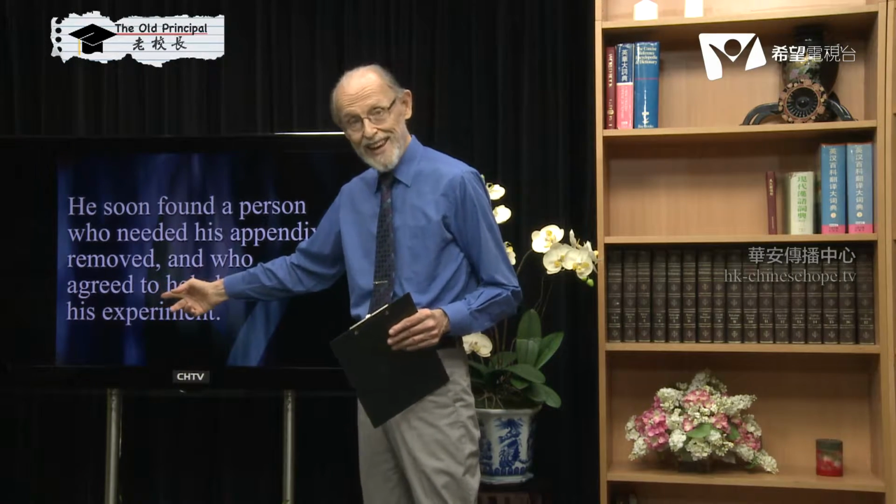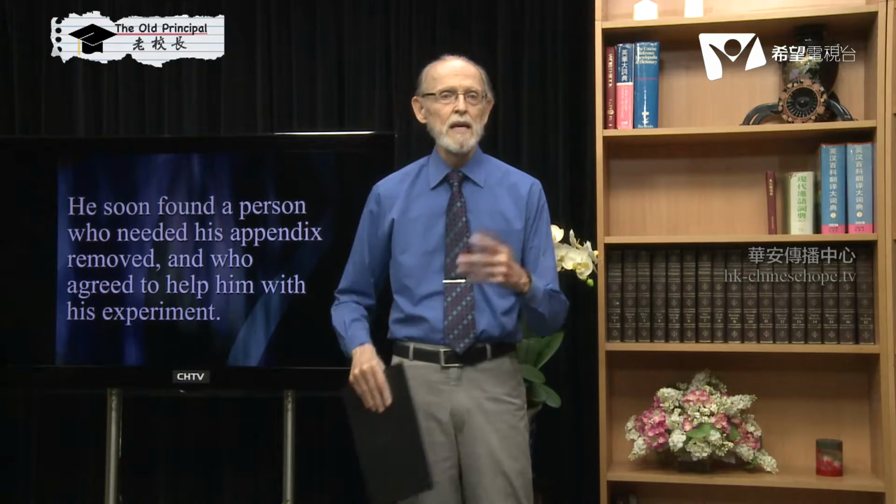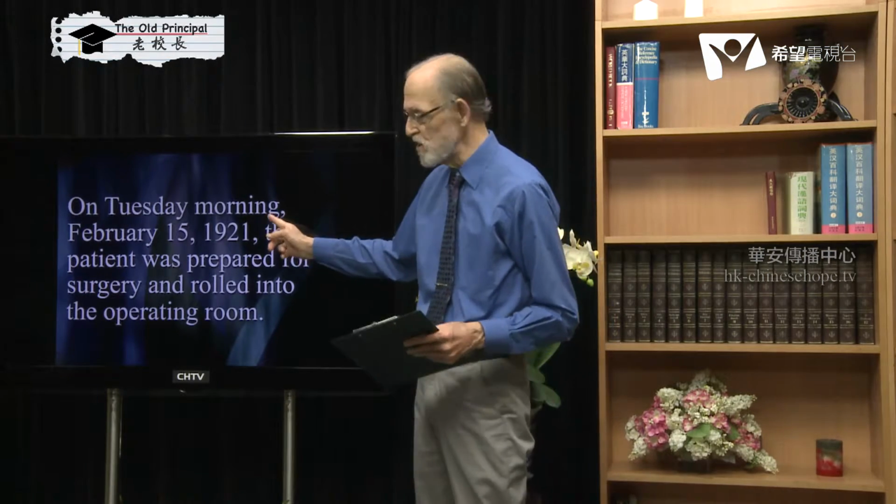Okay? So, he found a person who needed his appendix, 盲肠, removed, who agreed, 同意. Okay? He is willing to help him with the experiment. 他愿意做 how we say, what do we say? The white mouse, white what? How do we say that? Anyway, he was willing to be experimented. 他愿意做这个实验品. He's willing to experiment.